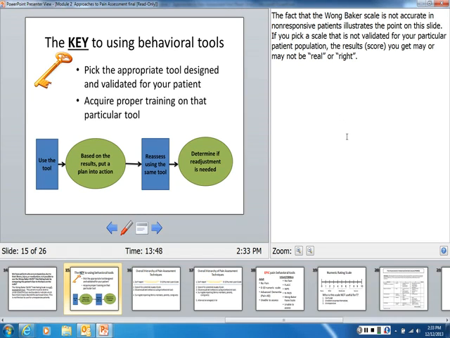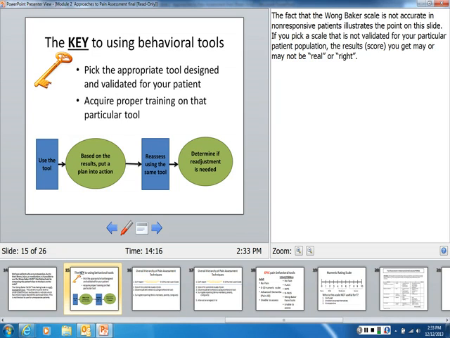The second thing is that you need to acquire proper training on the particular tool that you're using to make sure that you're using it in the correct way. There are a couple of infant scales where you're supposed to observe the infant for at least a minute before evaluating and using the tool. With some of the other tools, the patient is supposed to be watched at rest and when they move before you actually assess them based on the tool.